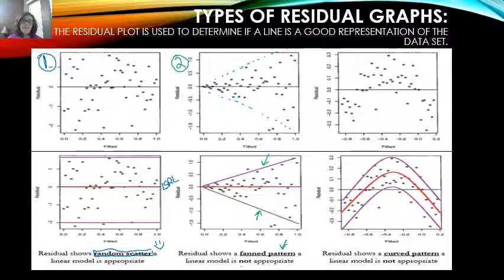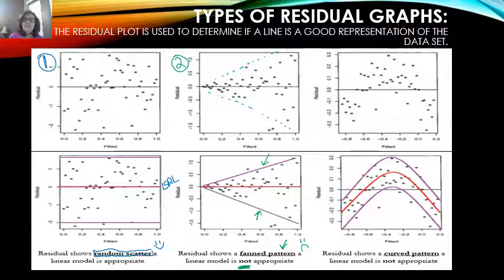A linear model is not appropriate, right? There should be some other model that would go with this. We don't know exactly which one, and we don't necessarily have to name it. We just have to say whether or not a linear model is good. So this one gets the sad face because it is not a linear model. If you were to see this residual graph, you would say it shows a fanned pattern or some sort of pattern, therefore a linear model is probably not appropriate.